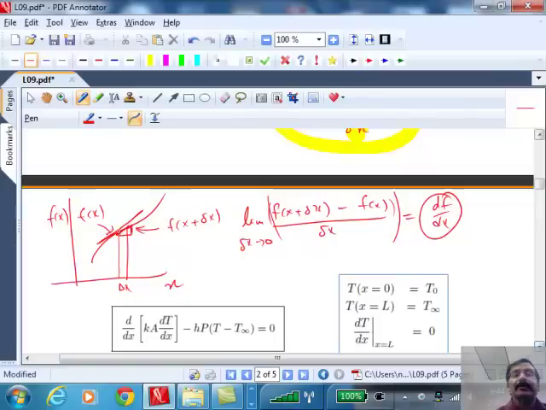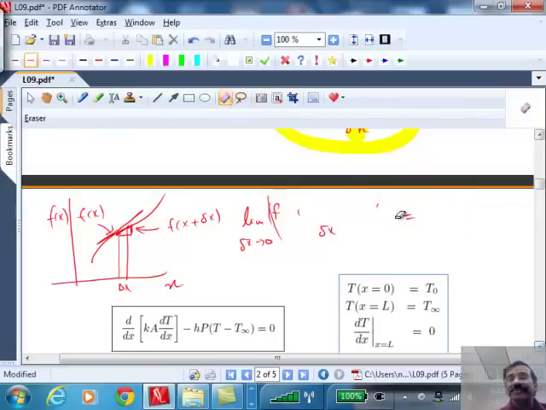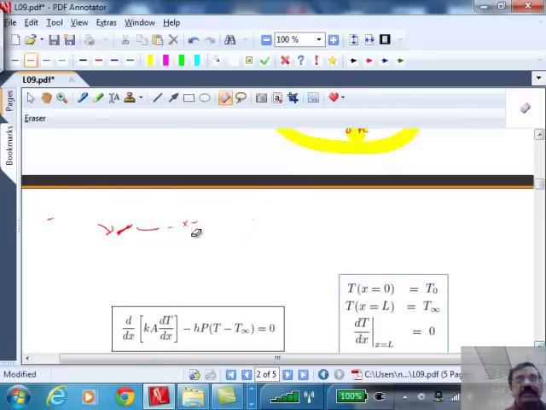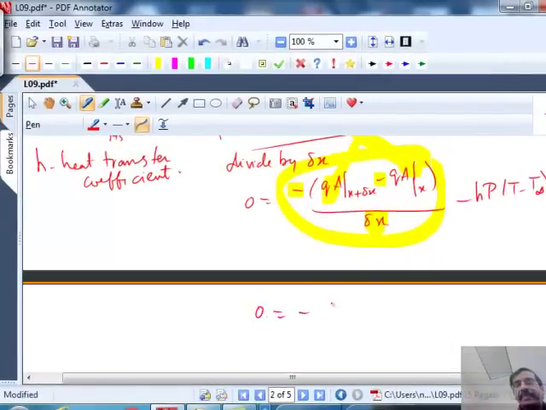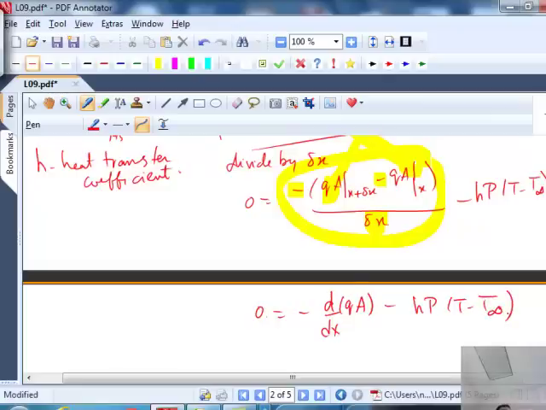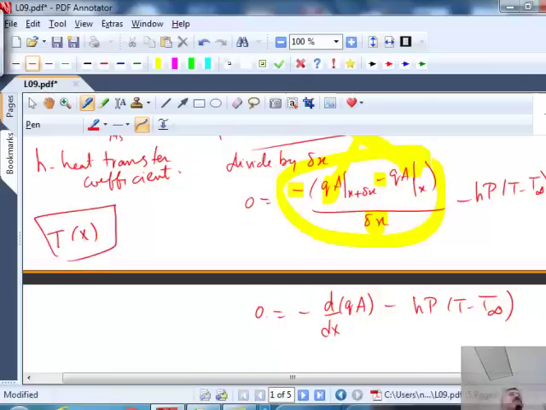Okay, so I need to erase all this so that I have space. So using that concept of a limit process as delta x goes to zero, the left-hand side is going to become minus d/dx of Q times A, minus hp times (T minus T infinity). Now in that particular problem, we need to start analyzing what the knowns are, what the unknowns are, what am I solving for? We started off by saying I want to solve for T as a function of x. That's the only thing I'm interested in solving.